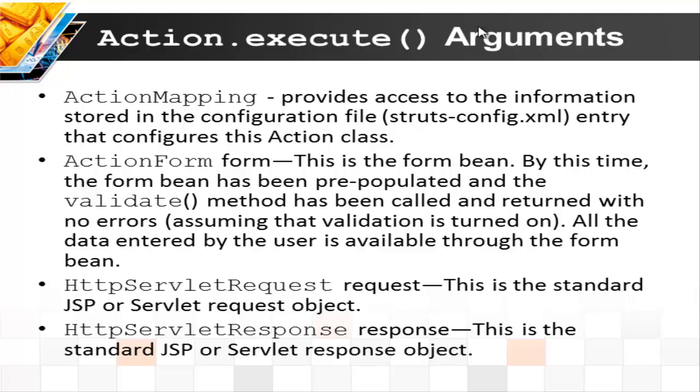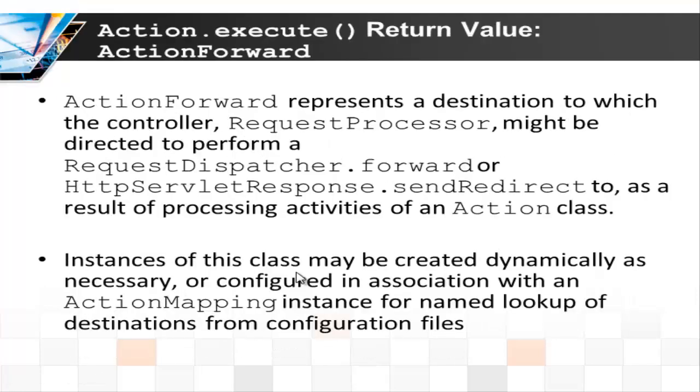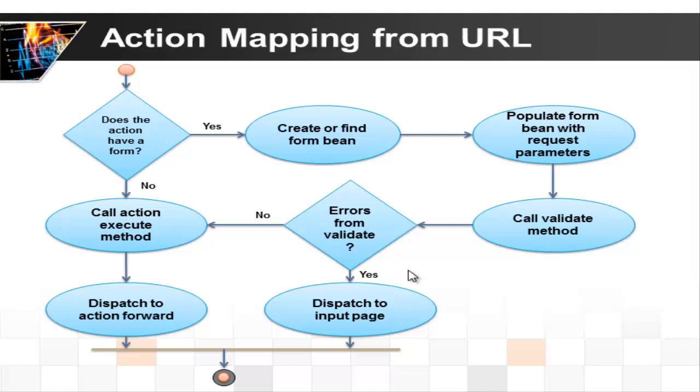Now, what are the things that the execute method takes? It takes the action mapping that contains the information in the Struts-Config. It has an action form that is pre-populated by all the request parameters, and a validate method is called on it. It has the request and the response, and it returns an action forward. The action forward is used to send the request to the user, either using the forward method or using the redirect method. I will complete this with a small diagram.